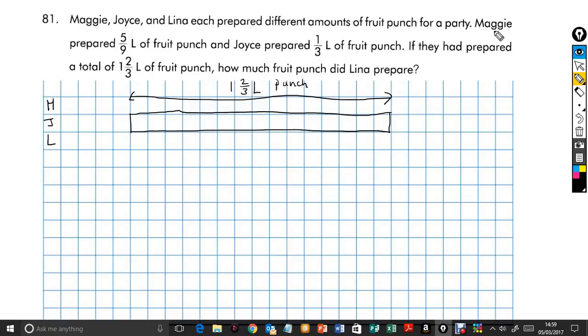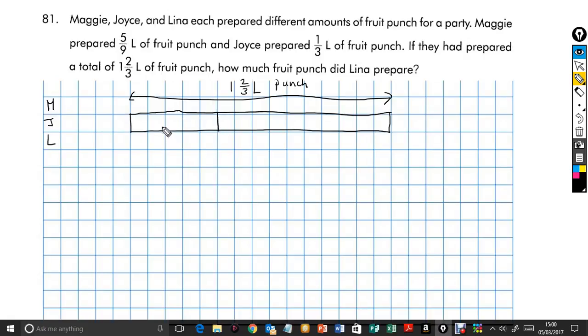So we know that Maggie prepared 5/9 of a litre of fruit punch. Now hang on, let's see. Here we've got 9ths, and here we've got thirds. This is something we're going to have to pay attention to, because in this question we're going to have to add some amounts and subtract some amounts, so we need to make sure that our denominators are the same. But let's have a look.